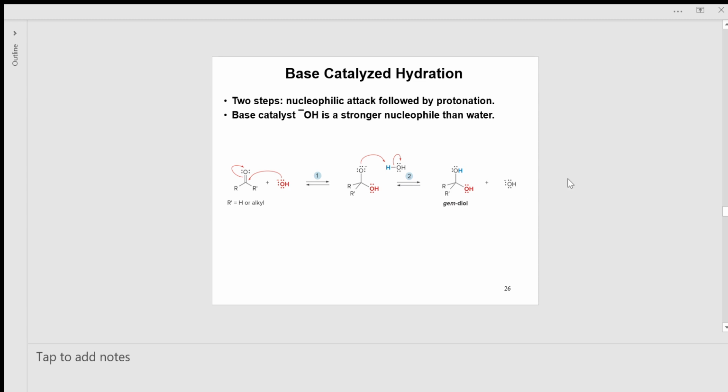So again, there are two mechanisms for the hydration of aldehydes or ketones, either the base mechanism or the acid mechanism. It's very simple. We have a base, a strong nucleophile, that attacks. This is negative charge, this is positive charge, to form an oxygen anion. The oxygen anion can be protonated to form a geminal diol. This is the base mechanism, very simple, very straightforward.